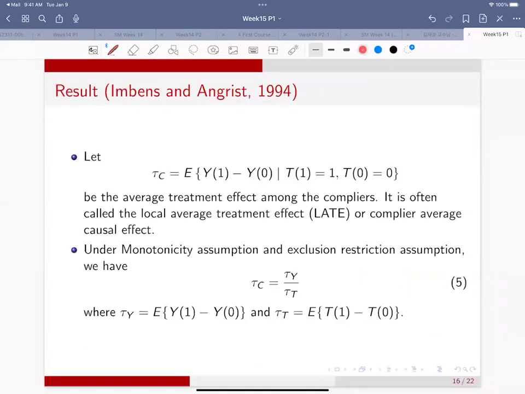I think Imbens got a Nobel Prize. Anyway, they have this very famous result. They are interested in the average treatment effect, but not for the whole population. Rather, it is among the complier group. So among the compliers, what is the average treatment effect? It is often called the local average treatment effect, because it's a subset, or the complier average causal effect.